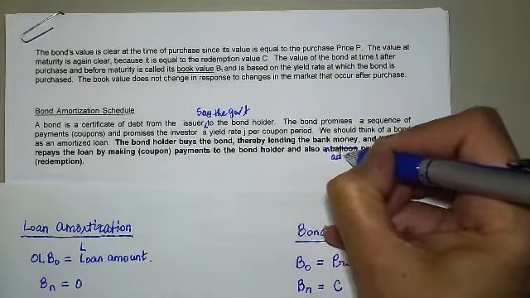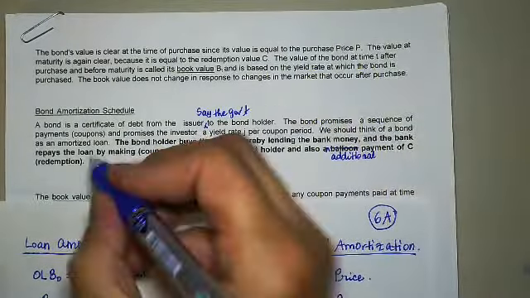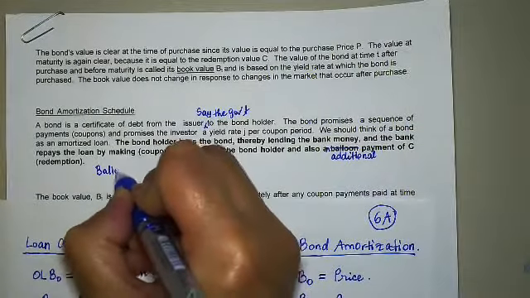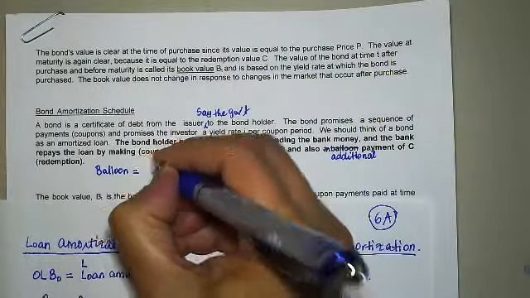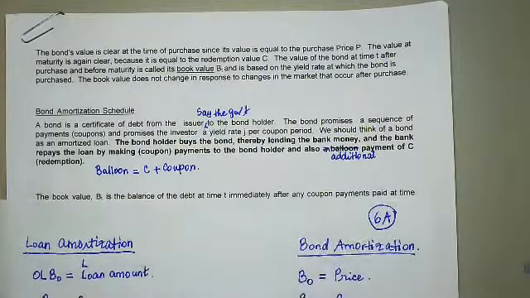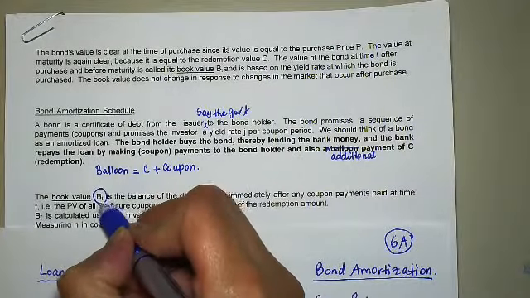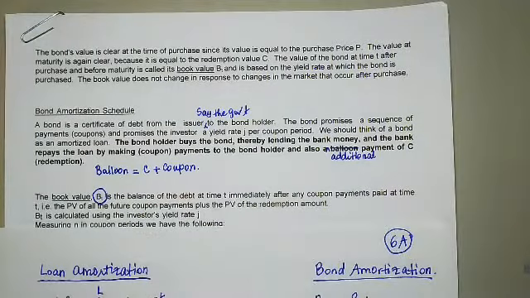I don't want to say balloon payment. And also an additional payment of C. The balloon payment is the sum of them. Balloon payment equals C plus coupon. So now it's called book value.